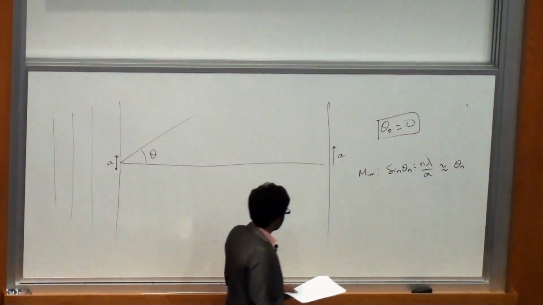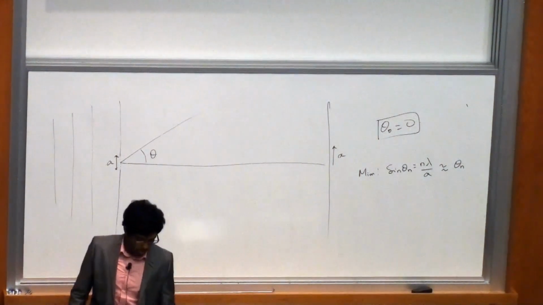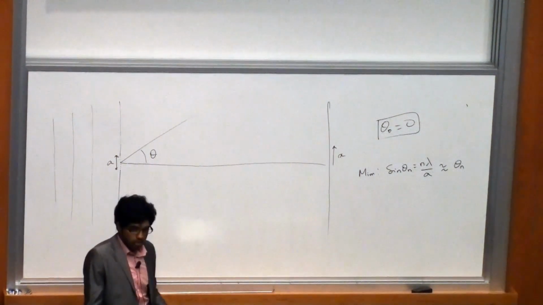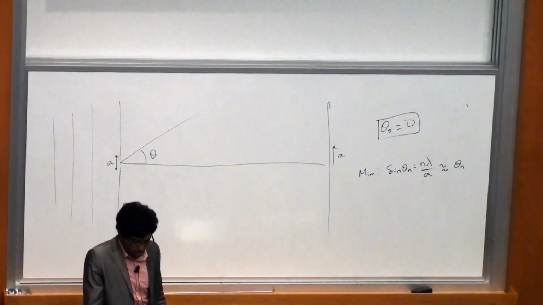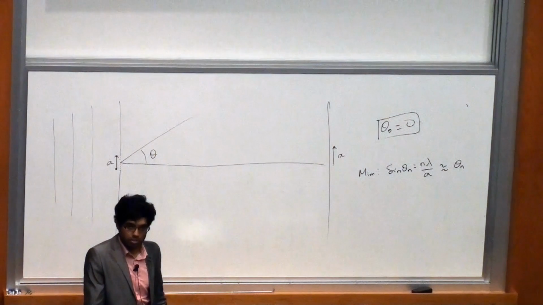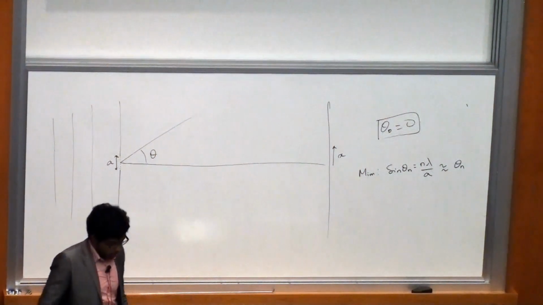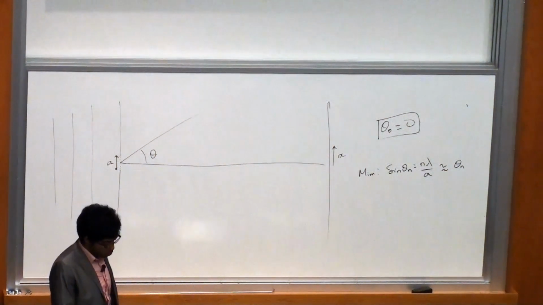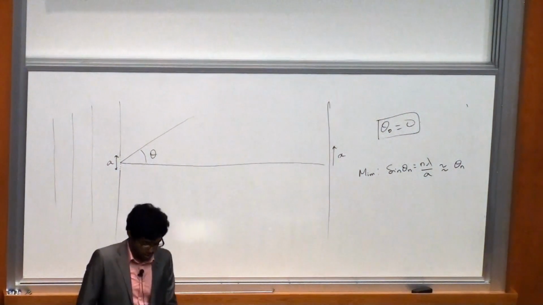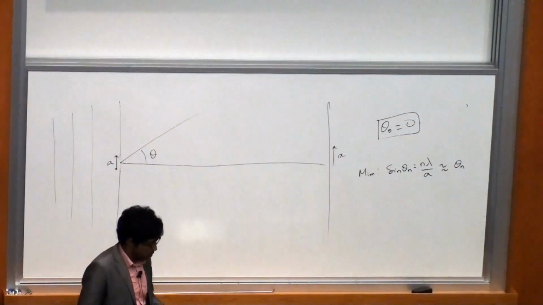Your first reaction may be that I screwed up. The minima here are where the maxima were in the previous case. Well, the situation now is different. You're only dealing with one slit. So the best way you can see that this equation is not wrong is by the following.